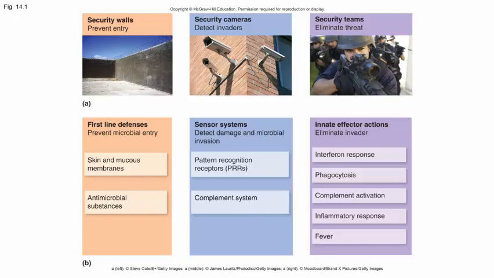Then we have the sensor systems, which detect damage and microbial invasion. These include pattern recognition receptors, PRRs, and the complement system. And finally, we have the innate effector system, which is to eliminate the invader. This includes interferon response, phagocytosis, complement activation, inflammatory response, and fever. That's a lot of what we're going to be facing in this chapter.